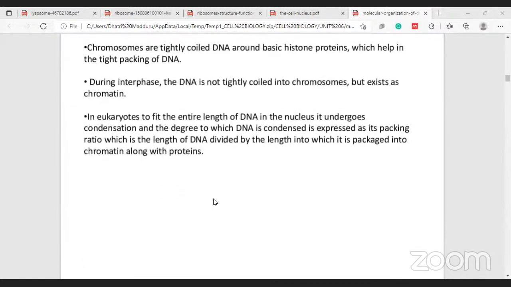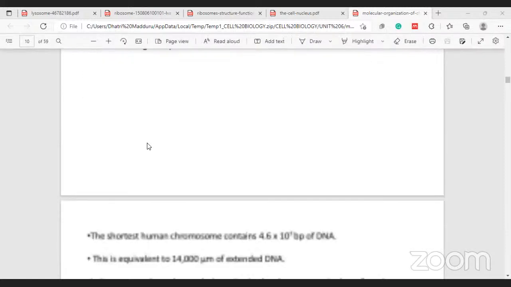Chromosomes are tightly coiled DNA with basic histone proteins, which help in tightly packing the DNA. During interphase, they are not tightly coiled and they exist as chromatin. In eukaryotes, the DNA has to fit into the small nucleus. Therefore, it tightly packs, undergoes condensation, and is tightly packed in the form of chromosomes along with the proteins.